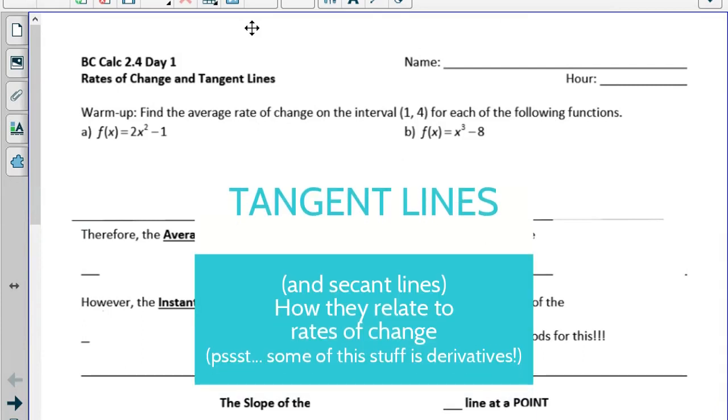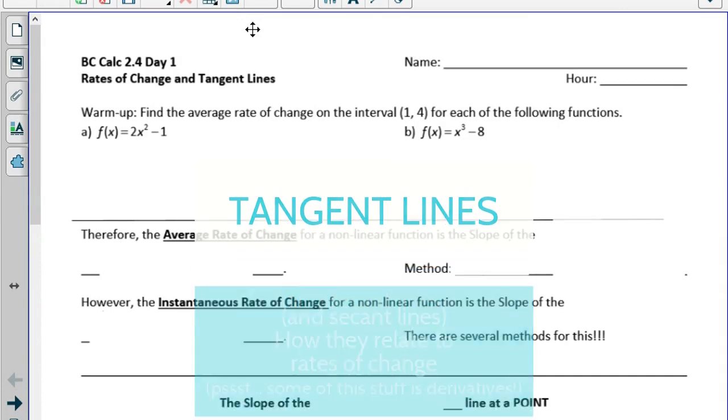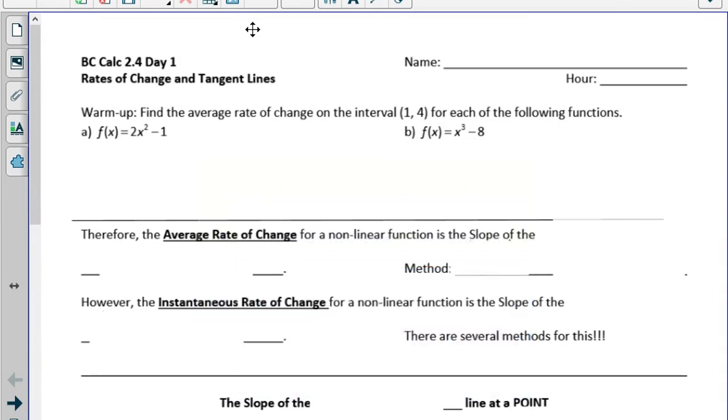Today we're going to talk about rates of change and tangent lines. As a warm-up, find the average rate of change on the interval 1 to 4 for each of the following functions. Press pause on this and then try to do this yourself. See if you can remember how to do this from pre-calculus or even algebra 1, understanding what an average rate of change is. And then I'll give you about 5 seconds, press pause, try this, and then I'll come back and show you the answers.